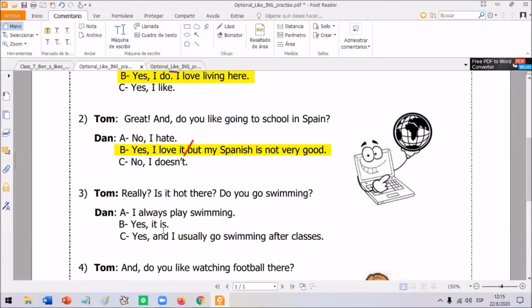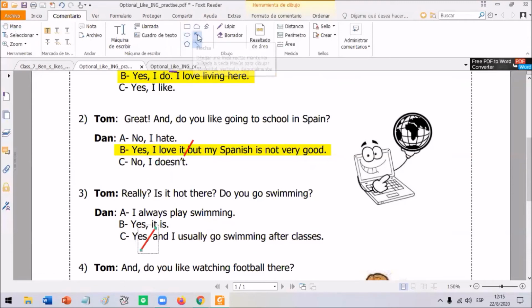Yes, it is. Acá me pasa lo contrario, me responden solo a la primera pregunta. Is it hot there? Yes, it is. Pero del otro no me respondió nada. A ver, la última, si responde las dos. So, las preguntas eran, is it hot there? Do you go swimming? Yes, and I usually go swimming after classes. Okay, this is perfect. We have the two answers.